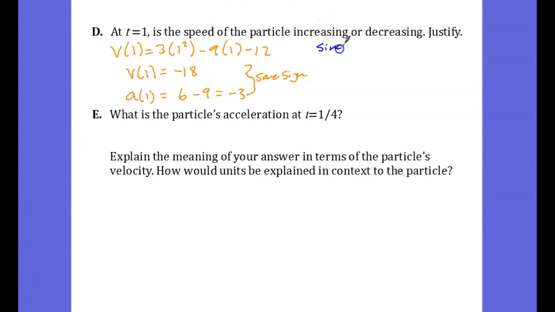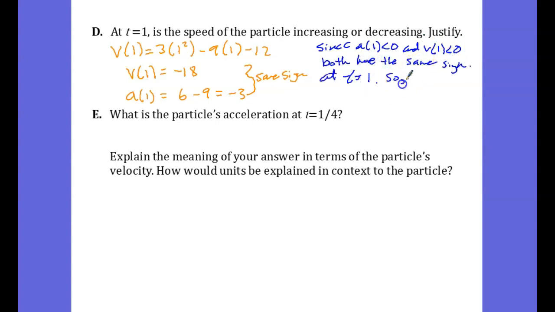Let's make an argument. Since a of 1 is less than 0 and v of 1 is less than 0, both have the same sign at t equals 1, so the particle's speed is increasing at t equals 1. Now let's look at part E. What is the particle's acceleration at t equals 1/4? Explain the meaning of your answer in terms of the particle's velocity. How would units be explained in context to the particle?